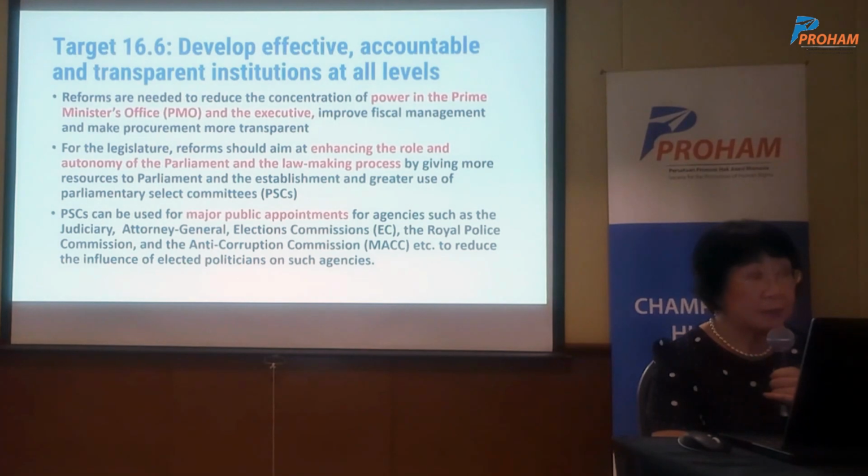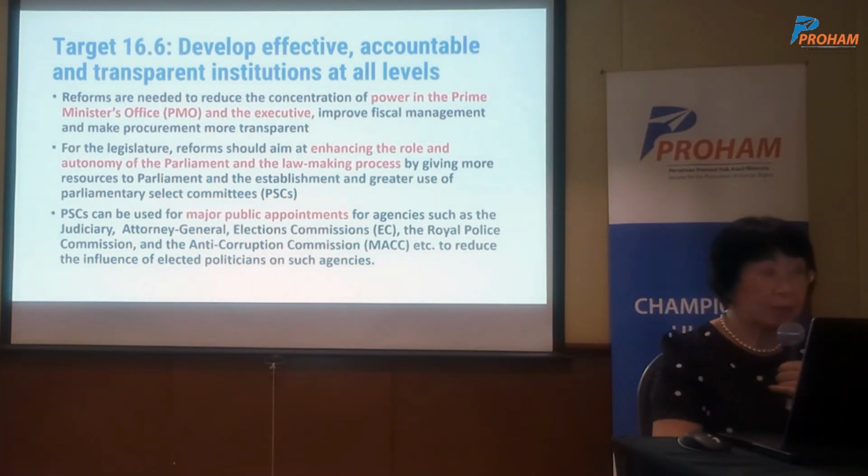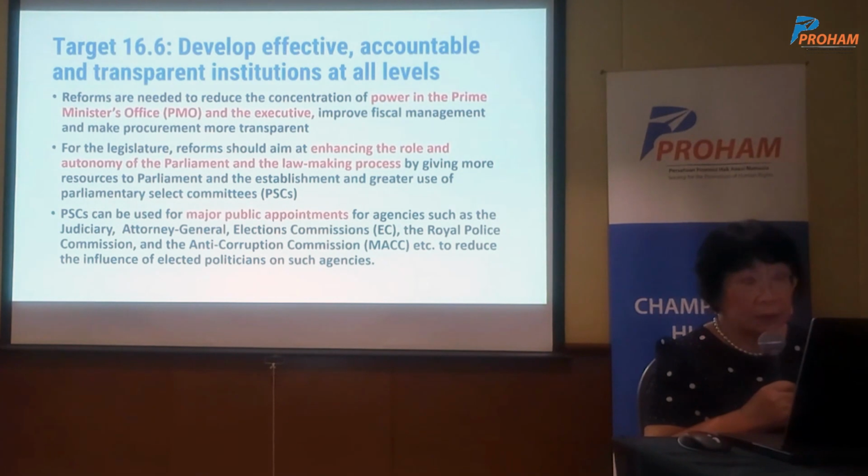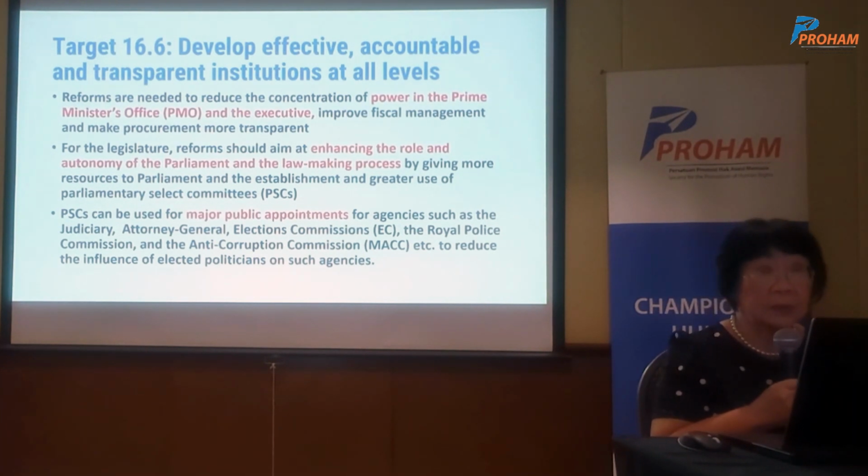So 16.6, develop effective and accountable and transparent institutions at all levels. Reforms are needed to reduce the concentration of power in the Prime Minister's office and the executive, that means all the ministers, and to improve fiscal management and make procurement more transparent, because a very big leakage is through procurement of government services and goods.